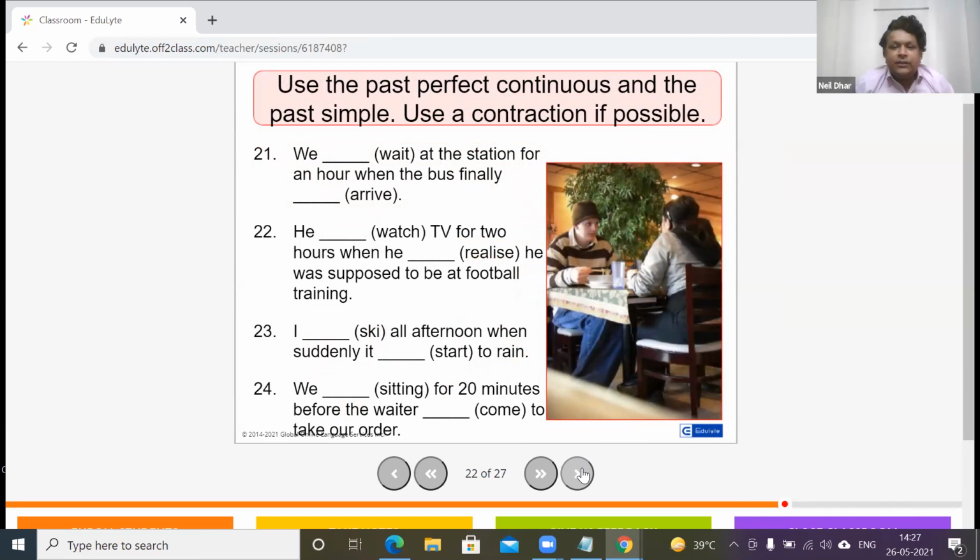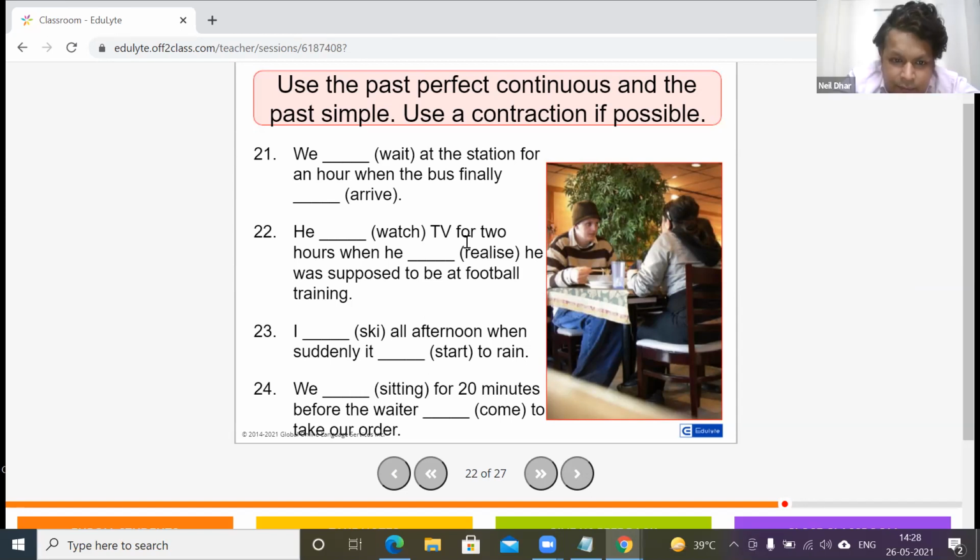Use past perfect continuous and the past simple. Use a contraction if possible. We waited at the station for an hour when the bus finally arrived. If I want to make this wait to be past perfect continuous, how will I make it? We use past perfect continuous because we have a duration for the wait, right? Which is an hour. We had been waiting at the station for an hour when the bus finally arrived.